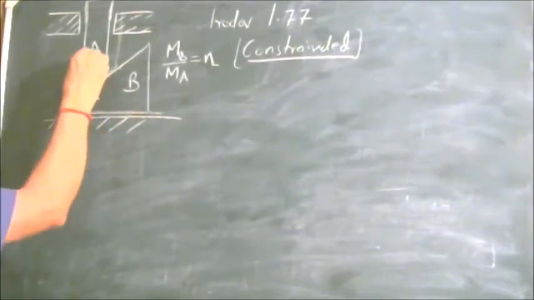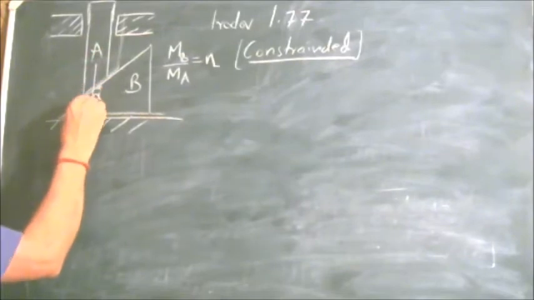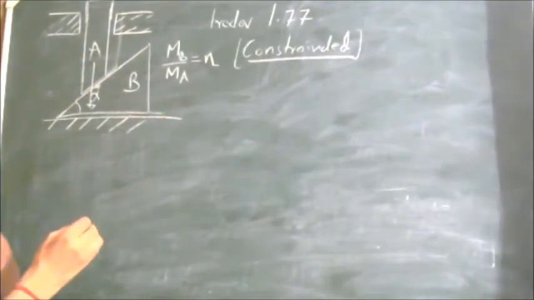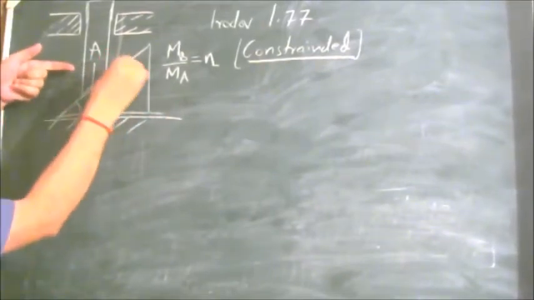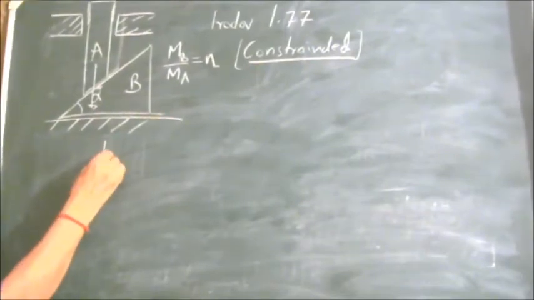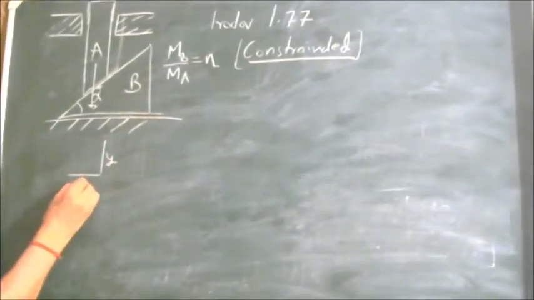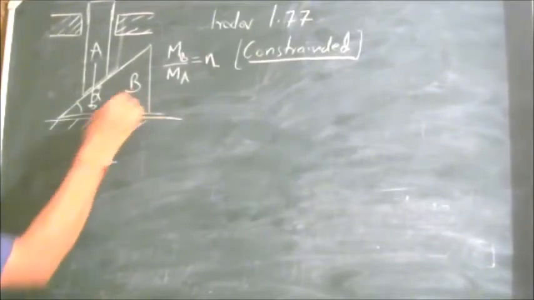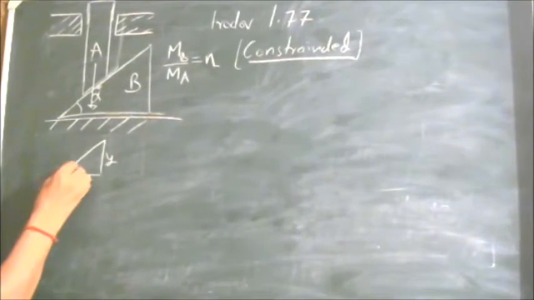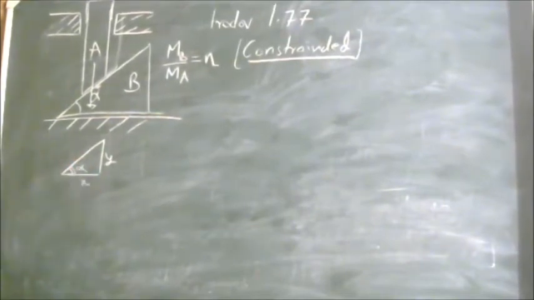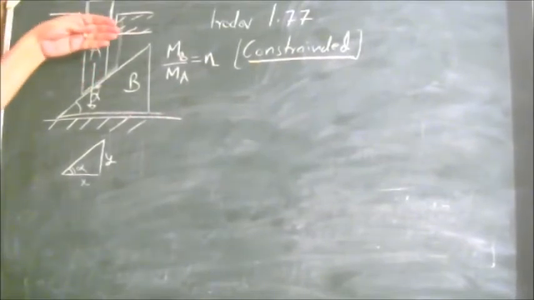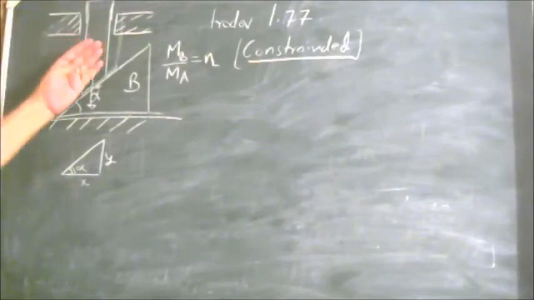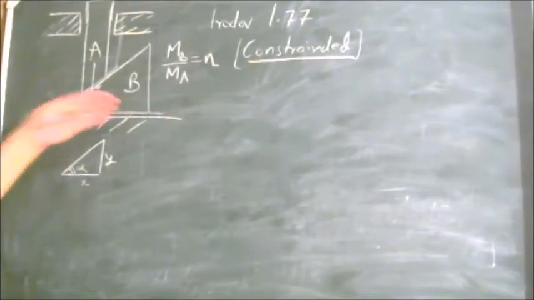If you see, A can only move in this direction, and there is a relationship between the movement of B and A. If you take this vertical movement as y and the horizontal movement of this wedge as x, this angle will always be alpha because it is a constrained motion. The block will not move sideways. It only moves vertically and always maintains the relationship of angle alpha with the wedge.